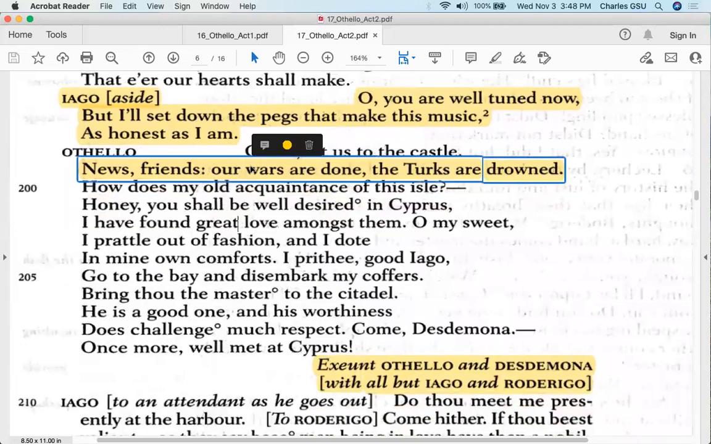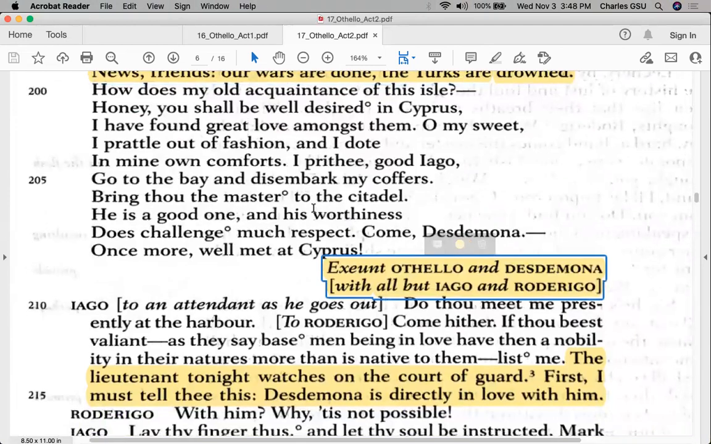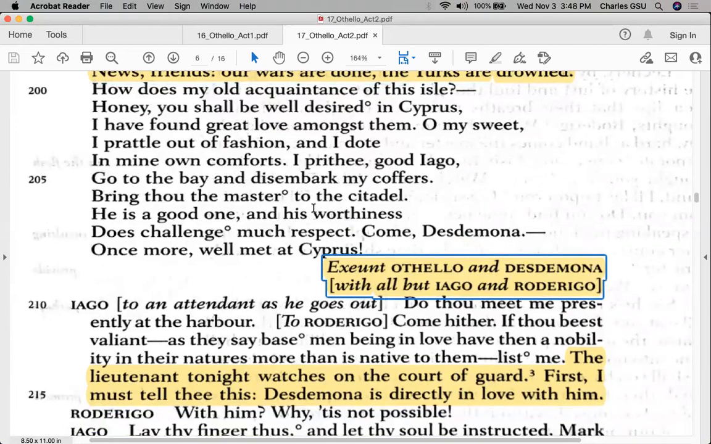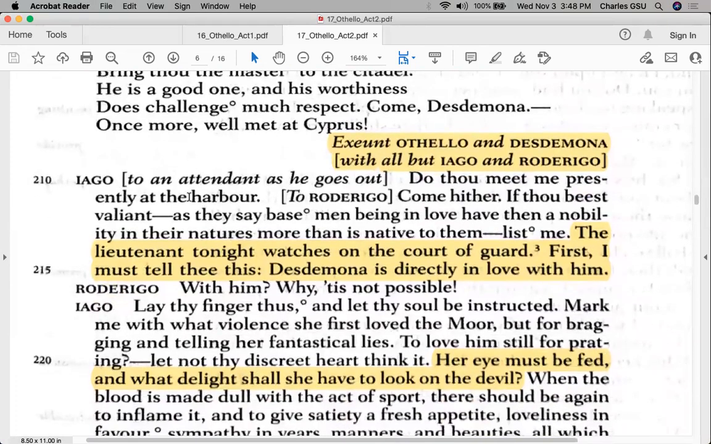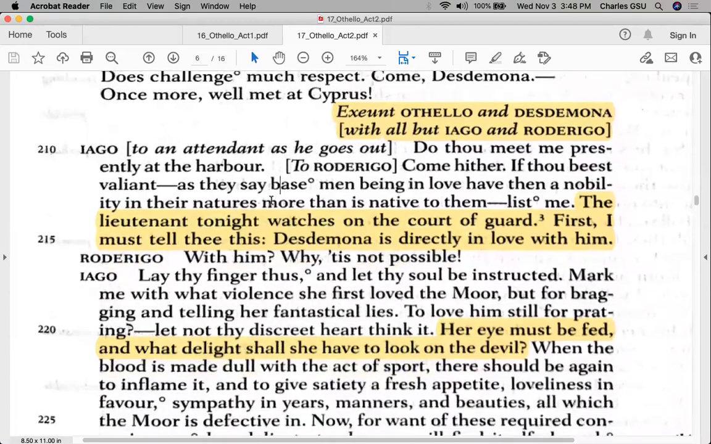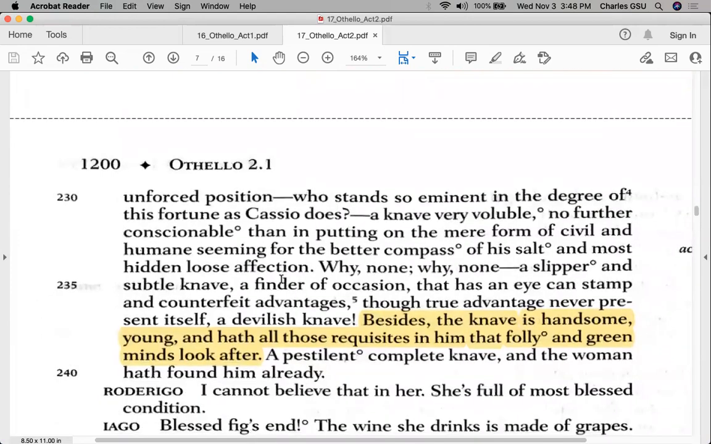So Othello, of course, announces that the Turks are drowned, they're done. And Othello and Desdemona leave because, in fact, it is technically their honeymoon, right? They got married. They weren't allowed to consummate their marriage because they immediately set off to Cyprus, and they were on different ships. So they're going to have their wedding night, so to speak. But it's only Iago and Roderigo, right?